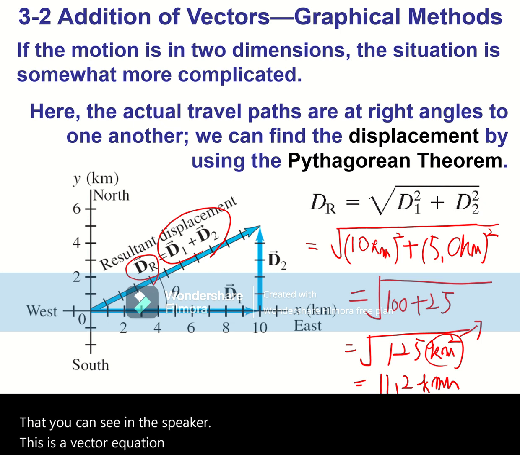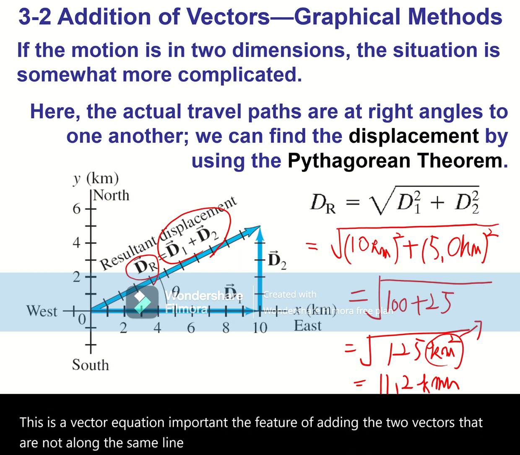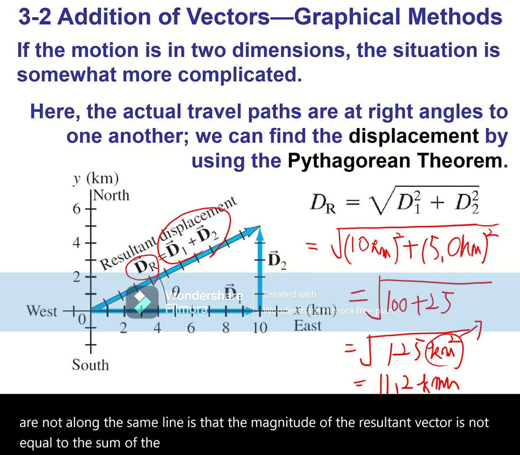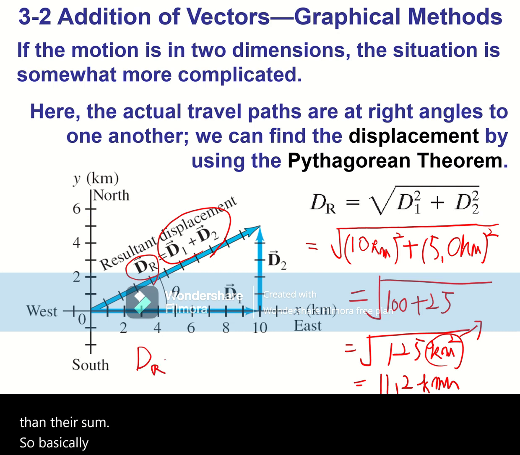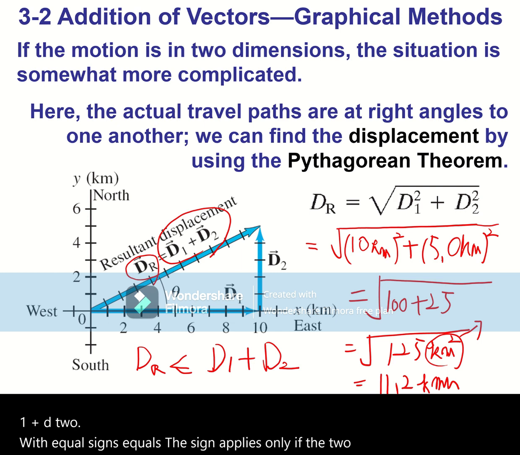An important feature of adding two vectors that are not along the same line is that the magnitude of the resultant vector is not equal to the sum of the magnitudes of the two separate vectors, but it's smaller than their sum. So basically dr is smaller than d1 plus d2, where the equals sign applies only if the two vectors point in the same direction.